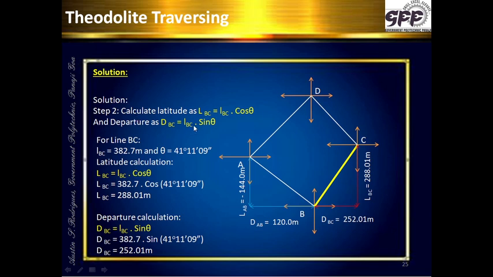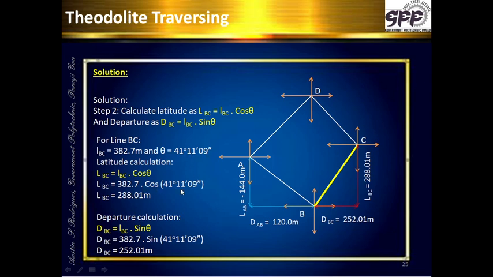Step 2. Calculate latitude BC as length BC into cos theta, and departure BC as length BC into sin theta. For line BC, length BC is given as 382.7 meters and theta is 41 degrees 11 minutes 09 seconds. Now latitude calculations. Latitude BC is equal to 382.7 meters multiplied by cos of 41 degrees 11 minutes 09 seconds.